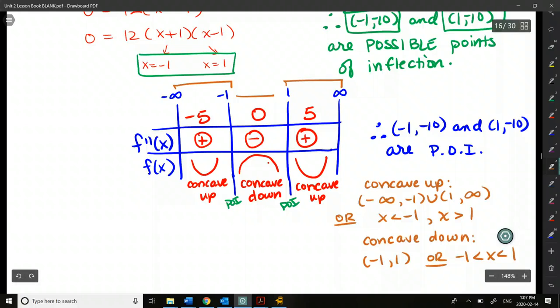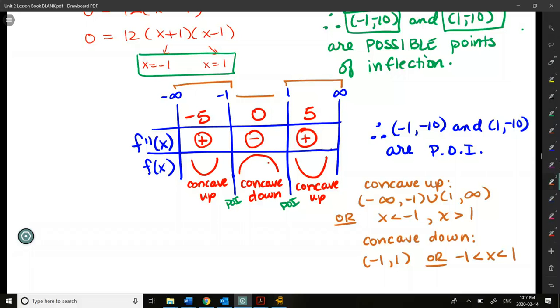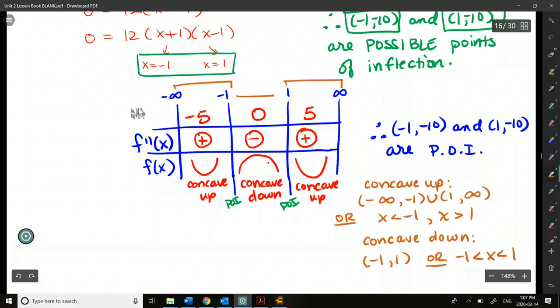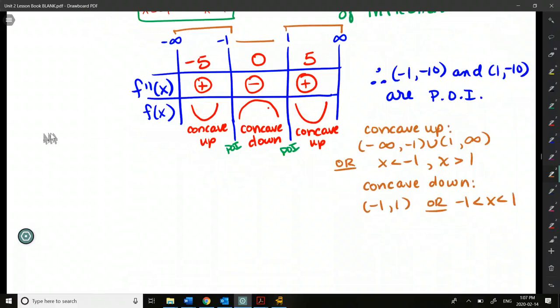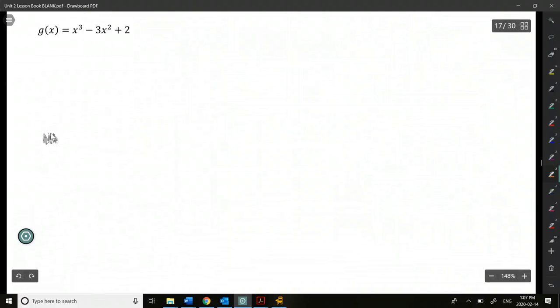Any questions on this one? It's pretty similar to what we do with the first derivative, right? There's a lot of repetitive analysis, but extra things that we can find here. Are we all good? Okay.